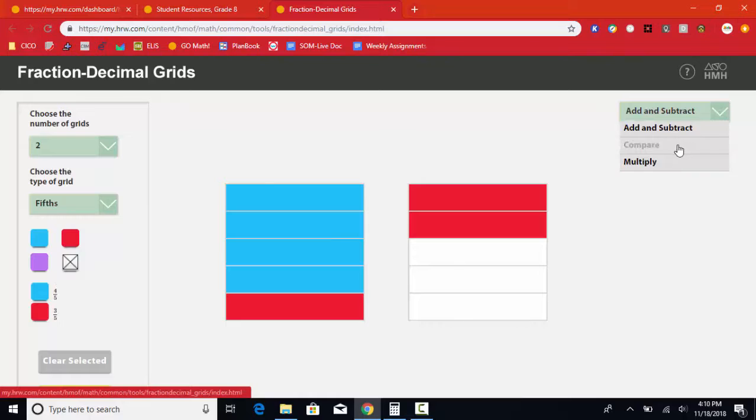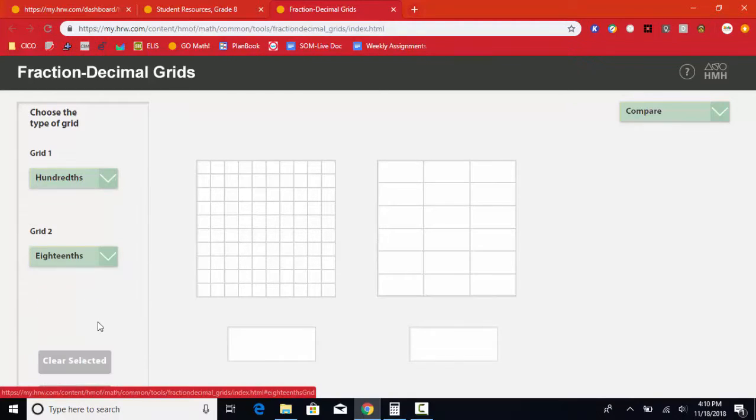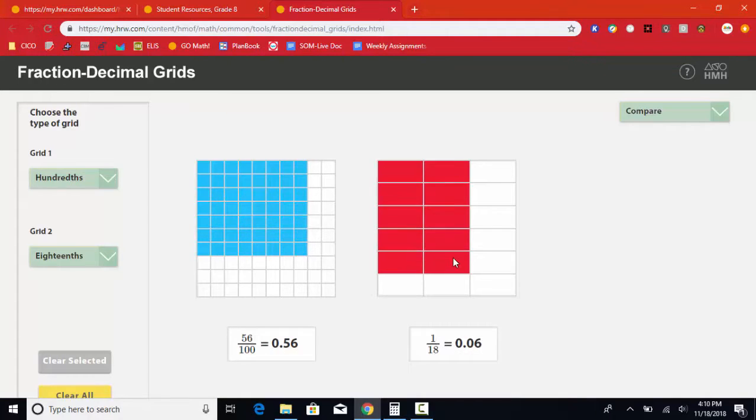We can also switch it to compare. Same thing. Let's keep this one hundredths and let's change this one to 18ths. Say we have 56 hundredths and 10/18. So if we're having trouble with comparing fractions and decimals, we can come to this part of the fraction decimal grid and we can compare them.